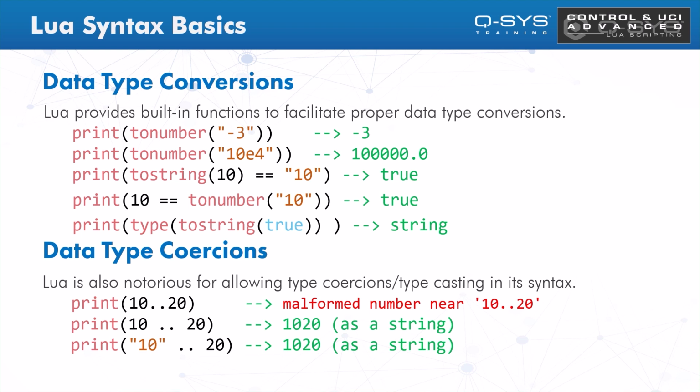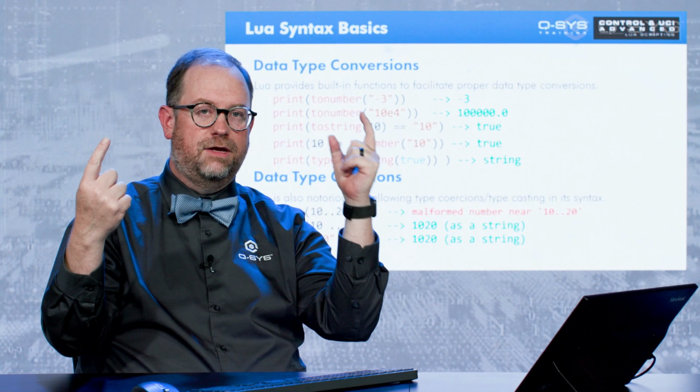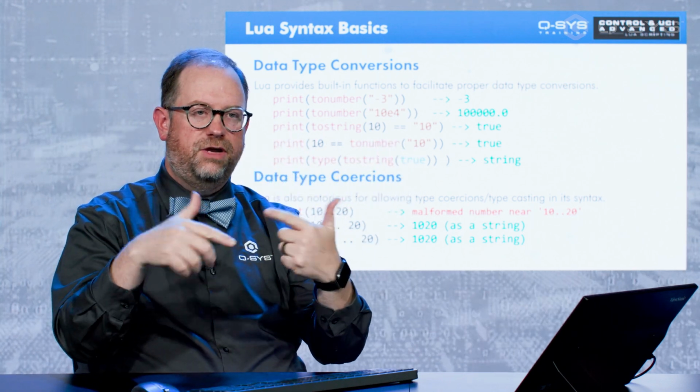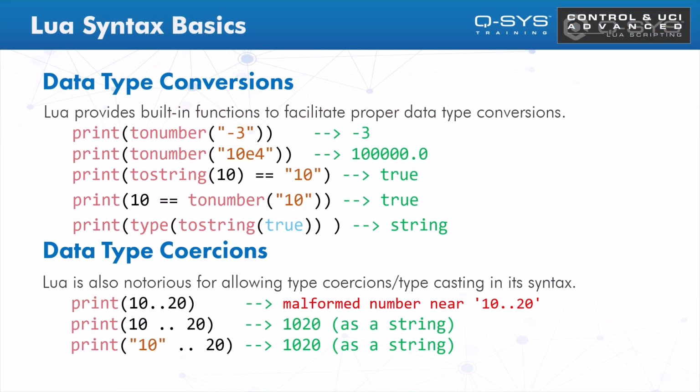So here's an example. Print toNumber of the string -3, you get -3. Print toString of the number 10 compared to string 10, and you'll see that that returns true, because using toString on the number 10 changes it from a number to a string, and then if you compare string 10 with string 10, hey, that's true. Also in the opposite direction, if you compare the number 10 with toNumber of string 10, that turns string 10 into the number 10. You compare them, it works out just fine.